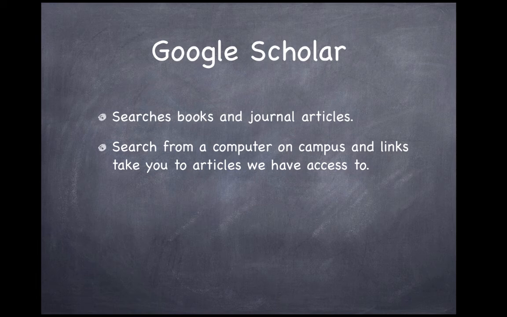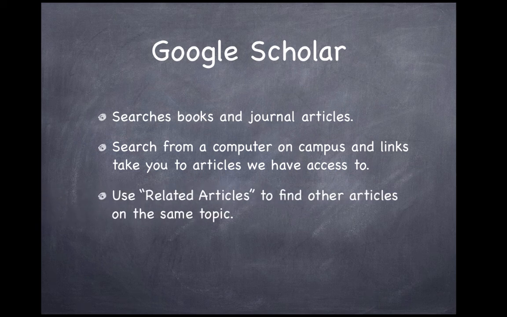And I think that that's really helpful for us because it means you don't have to spend quite as much time sorting through which sources are reliable and which ones are not. It's not that everything you're going to find on Google Scholar is going to be perfect, but it gives you a much smaller haystack to look for your needle. If you search from a computer on campus, the links will take you to articles we have access to. So if you're using a computer on campus, that means that the databases that store the articles that we have access to are actually going to show up as links, and I'll show you that in a minute if that's a little confusing.